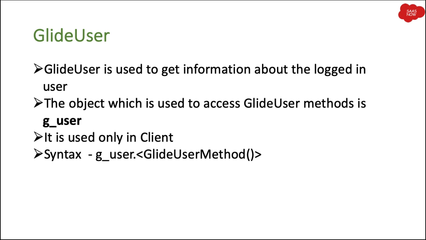It is used only in client. And the syntax we have is like g_user.GlideUserMethod. And I will definitely show you how to use these APIs. So we will just learn about a few major APIs, which I think you will use in your everyday coding. But I will show you the practical example of each and every API we have for client in ServiceNow.